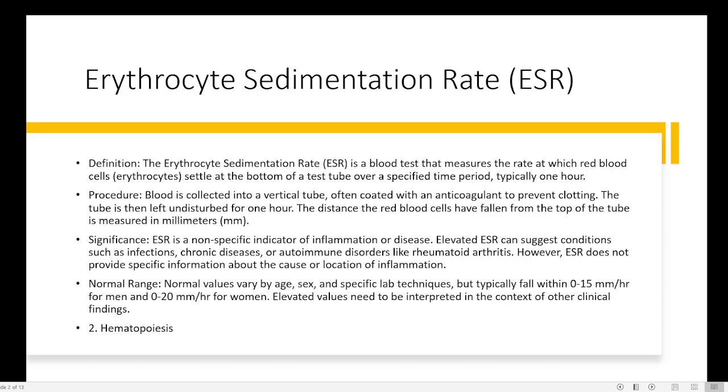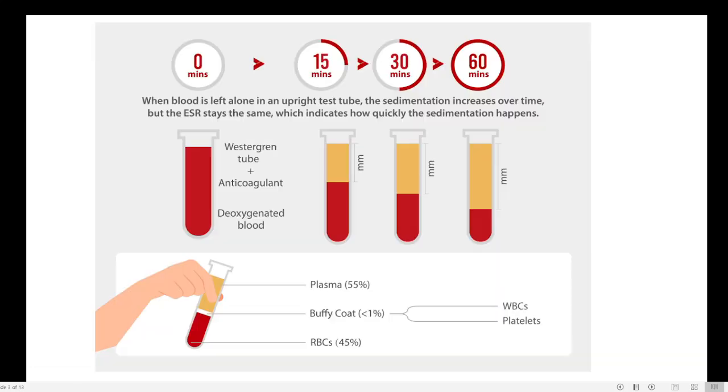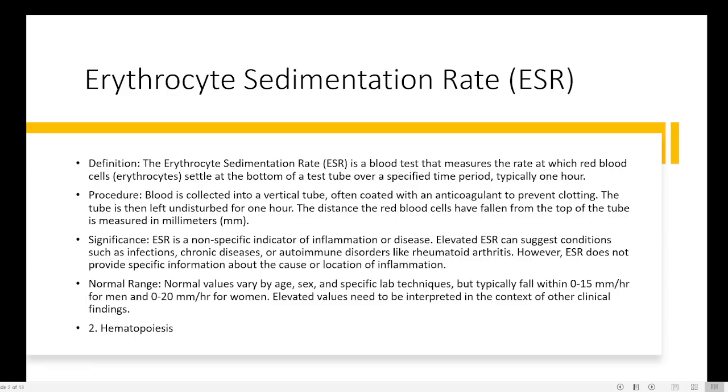So how it is conducted, I have already explained. The blood is collected in a vertical tube and will be coated with the anticoagulant. So anticoagulant will be there, and for 1 hour we will be keeping the blood like this in the test tube, and we will be measuring the rate of ESR, the rate of sedimentation or rate of settling down.